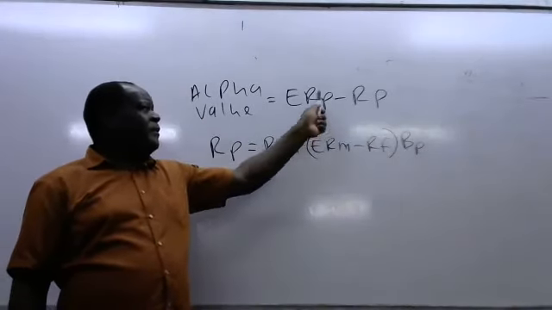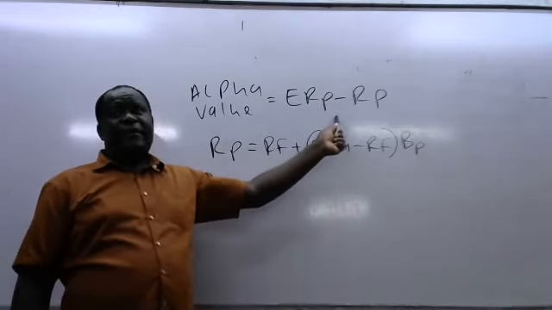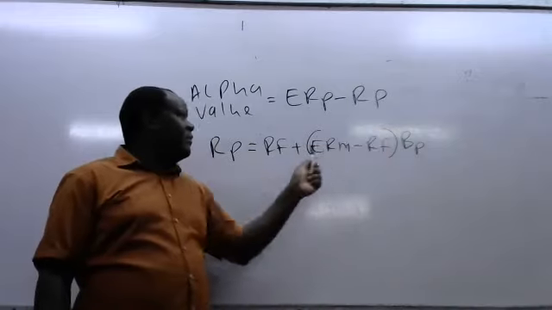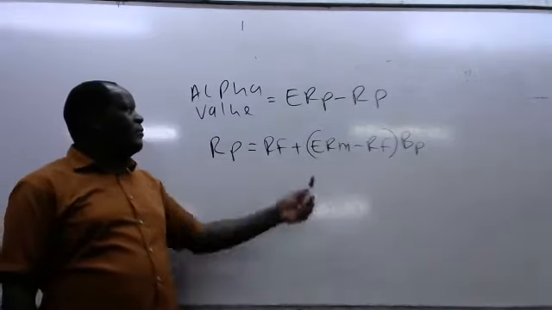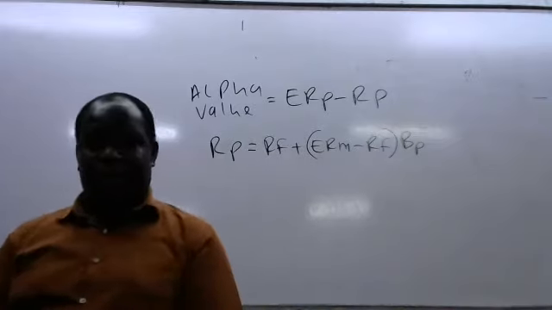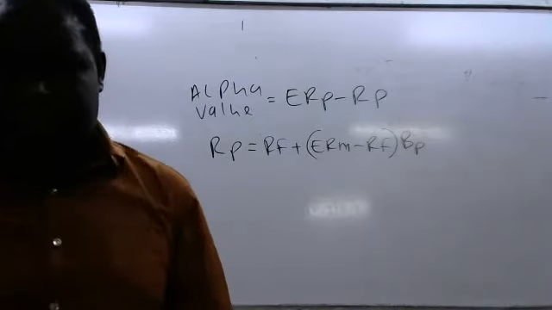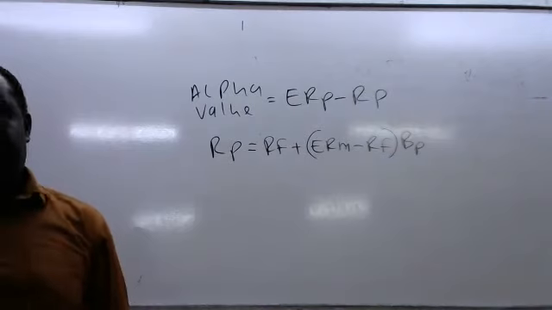So this expected return is the average return. This one is the average return, but this one you calculate using the security market line. And now we should get the difference to make the decision. Then we continue by noting that the final decision will be made as follows.